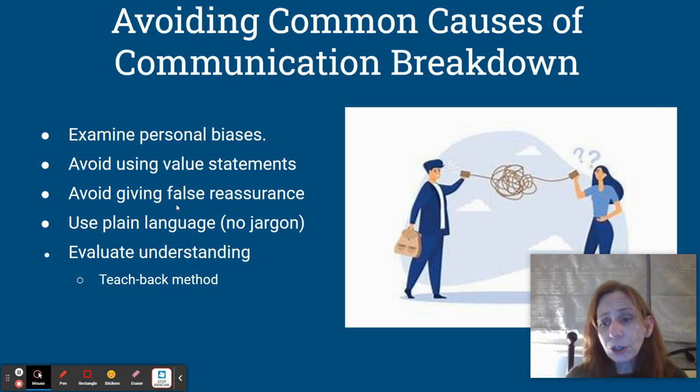Don't give false reassurance. That will erode trust very quickly. And use plain language. I mean, in healthcare, we have lots of little slangs and jargons and a lot of big words.